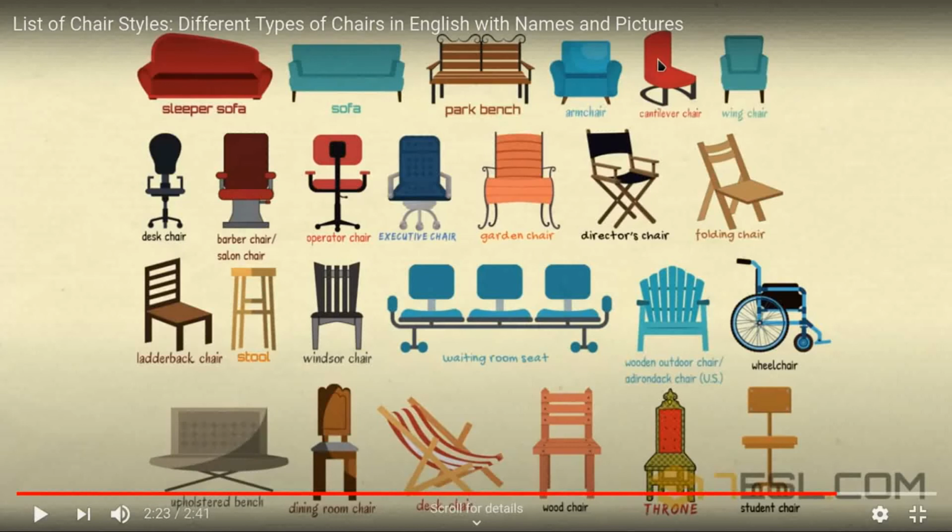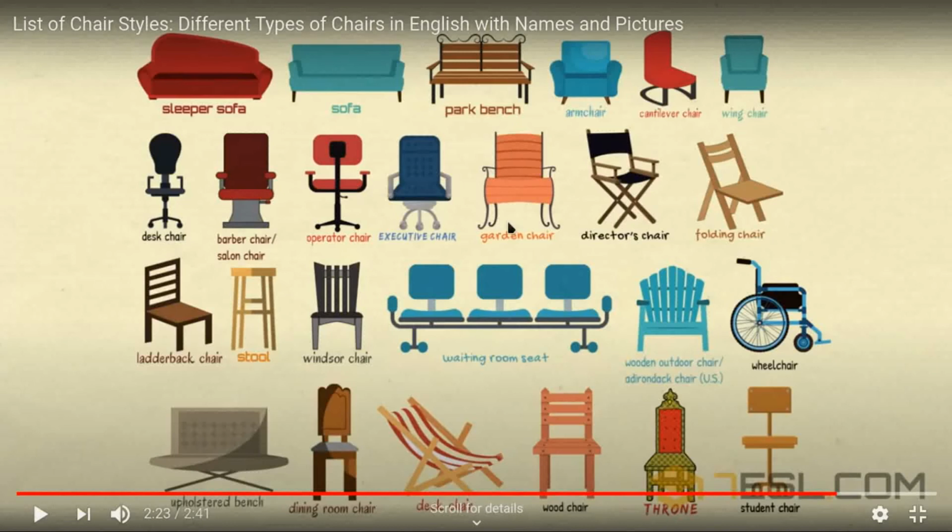That's the style. But this, and this are all dining room chairs. Desk chair. This one that says operator's chair. Also a desk chair. Executive chair. Also a desk chair. Barber's chair. That's obviously only going to be in a barber shop or a salon.